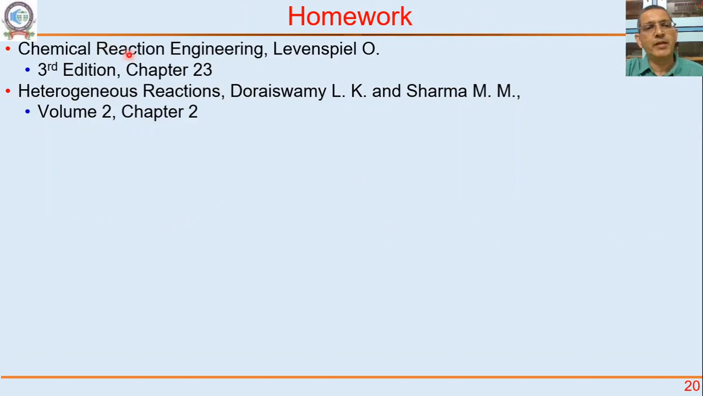All the things that we have said, you can read in Levenspiel's book, chapter 23. Or there is another book, Heterogeneous Reactions, Doraiswamy and Sharma, volume 2, chapter 2. All these things are covered there. In Doraiswamy and Sharma's book, chapter 2, instead of the Hatta number, it is defined in terms of M or root M. Here it is defined in terms of the Hatta number. Okay.